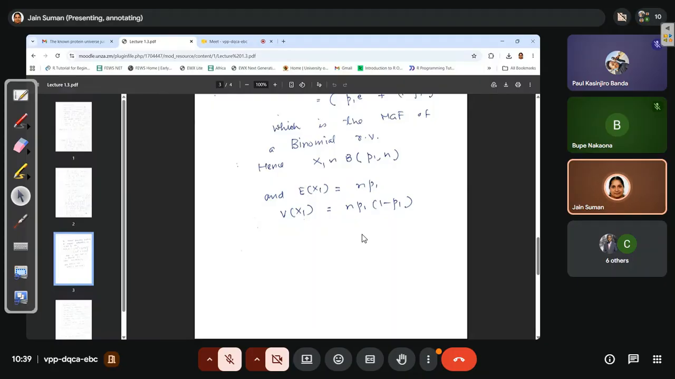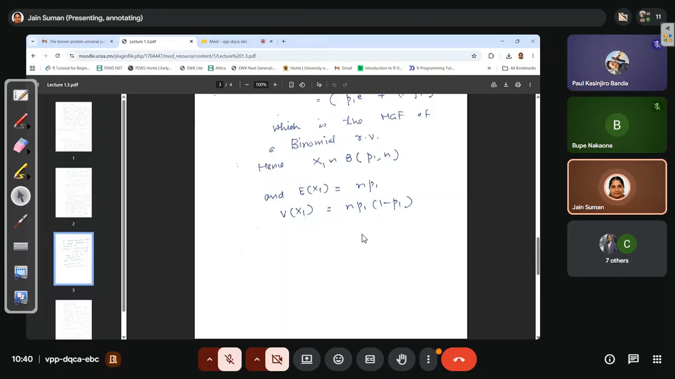So we have found that the marginal distribution of x1 is binomial, with the probability of success p1 and n as usual. Therefore we know that the mean of x1 is np1, a known result, and the variance is this one.